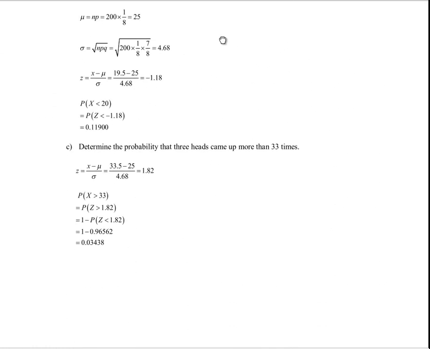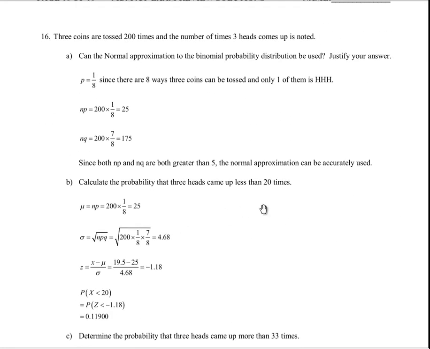Question number 16 here. 3 coins are tossed 200 times, and the number of times 3 heads comes up is noted. And you're asked in A, can the normal approximation to the binomial be used here, and asked to justify your answer. Now, the probability of 3 heads coming up, if you're throwing 3 coins, is 1 chance in 8. There's 8 different ways to throw 3 coins, and only one of them has H, H, H. So P would be 1/8.